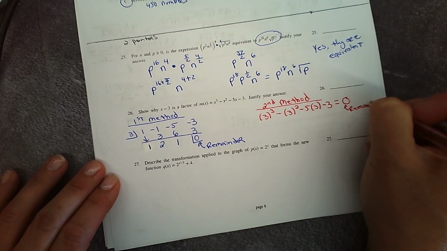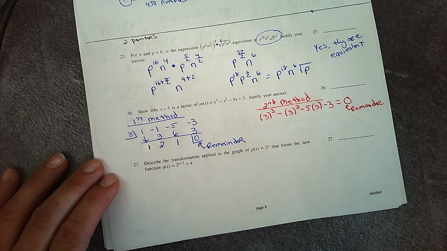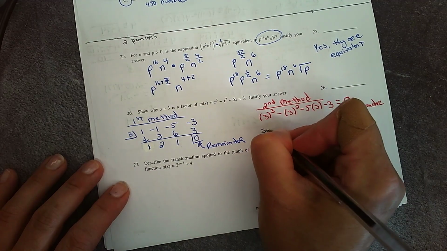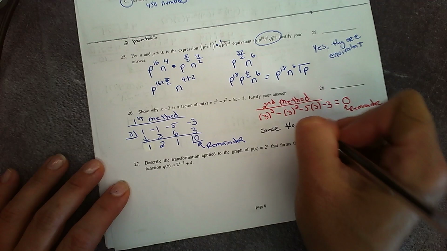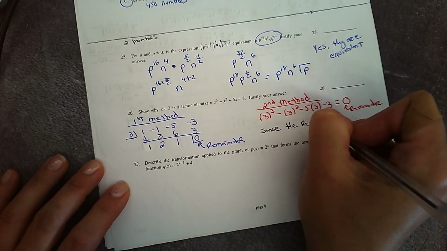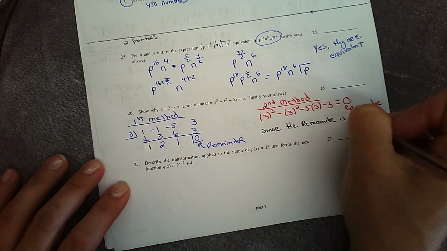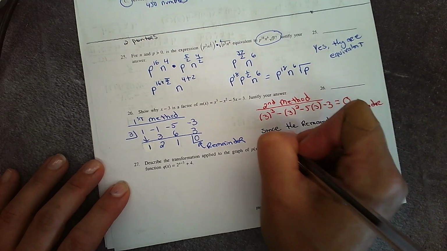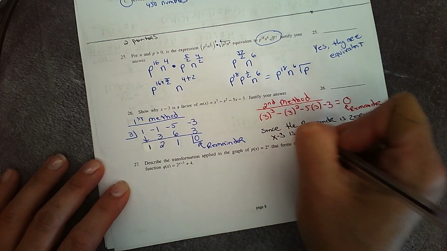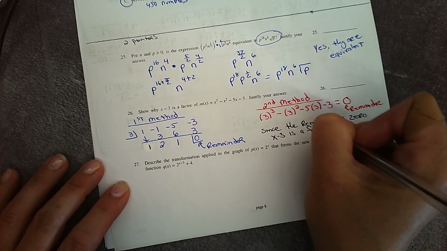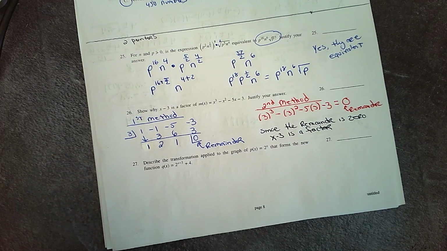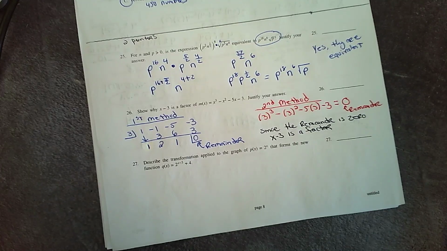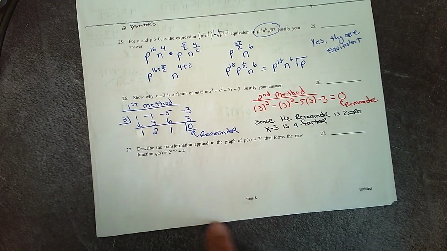So you do need a wrap-up sentence. The wrap-up sentence is, since the remainder is 0, x minus 3 is a factor. Now that is a question I do think you guys can get both points on. That's a good one. Okay. This is a good one too.